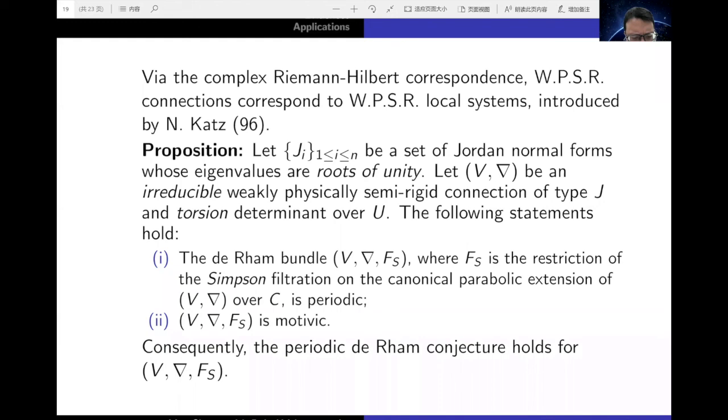I think I had to write a few S. So here I wrote FS, but this really means that filtration. This is periodic. And then the second, this is motivic. But you see, two implies one, but we give a proof without two. Two really uses Katz's classification. Yes, two implies one, but we provide another proof.